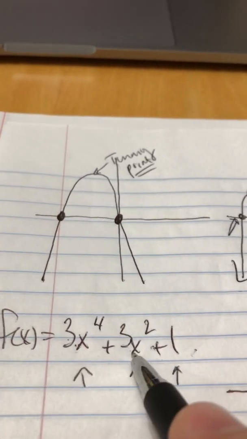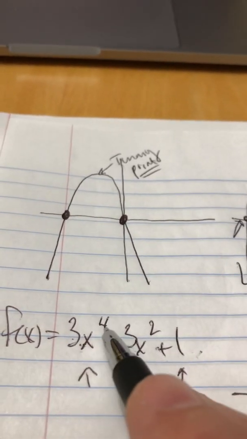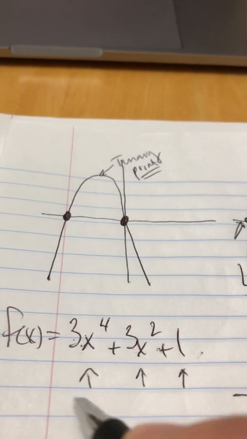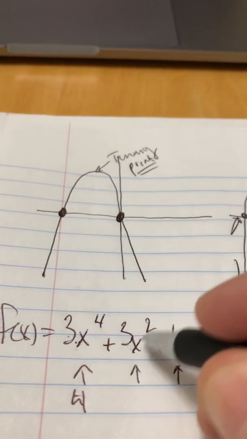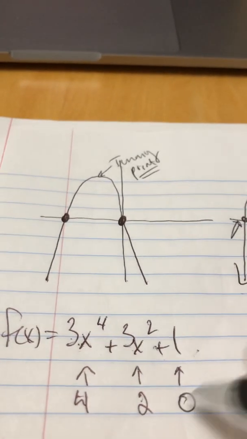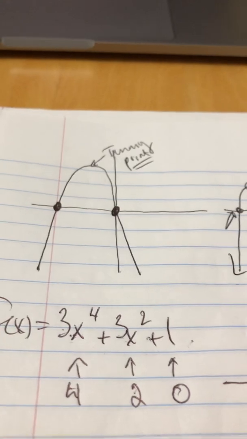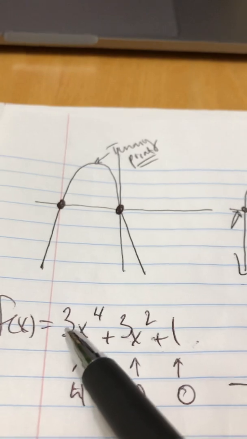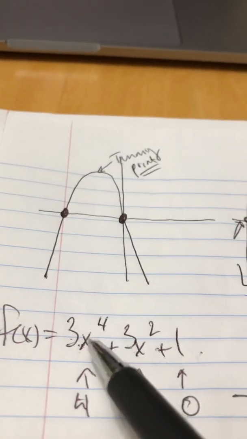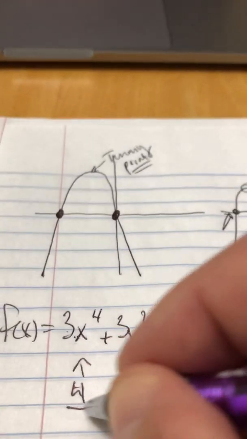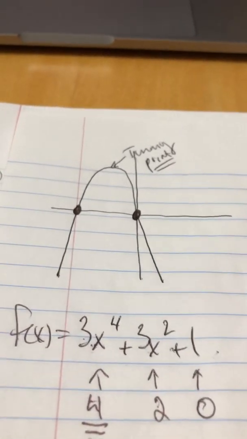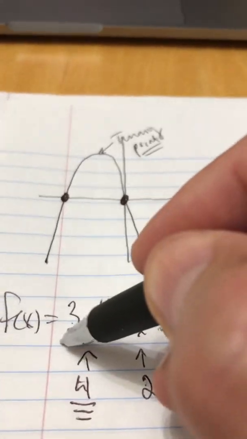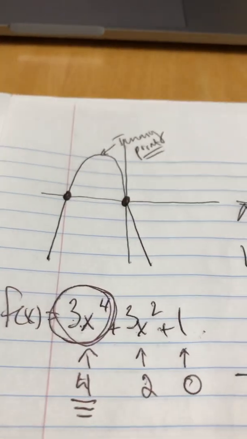So you have 3x to the fourth, you have 3x squared, and you have 1. The degree of each of these terms is dictated by the degree of the exponent. So the degree of this first term is 4, the degree of this is 2, and the degree of this is 0. Now, you have to talk about the degree of the polynomial. The degree of the polynomial is the degree of the term that has the highest degree. And so the comment then is the end behavior is going to act like this.